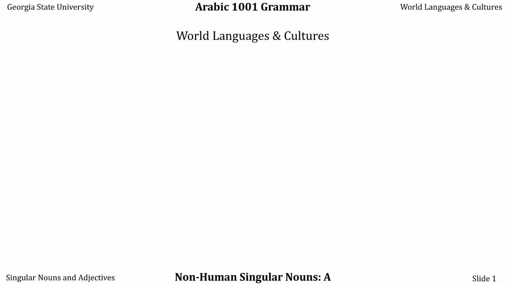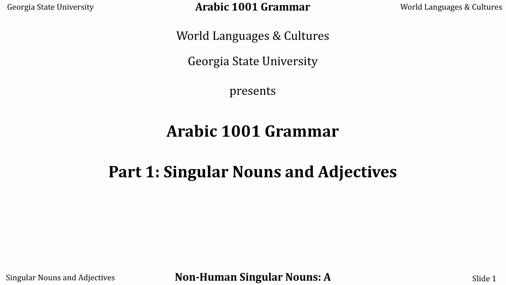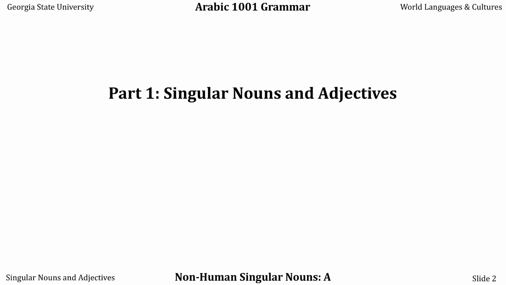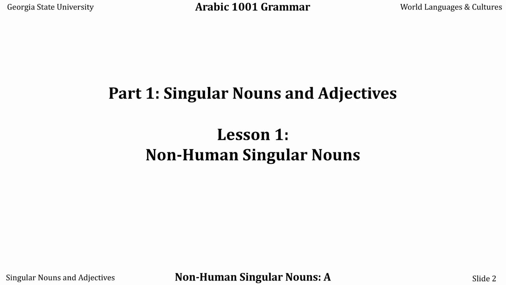The Department of World Languages and Cultures at Georgia State University presents Arabic 1001 Grammar. In this first part of the course, we will be addressing singular nouns and adjectives. In this lesson, we will be addressing non-human singular nouns. In response to student feedback, these lessons have been broken up into several sections. This is the first of 3 sections and will address masculine nouns.